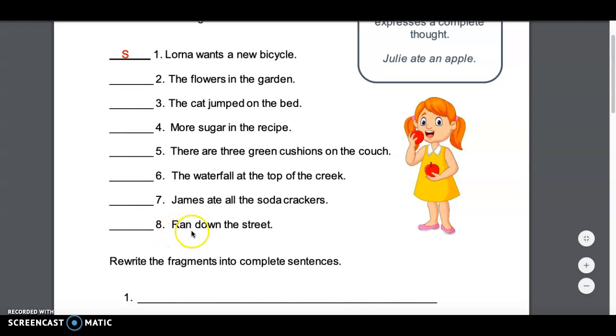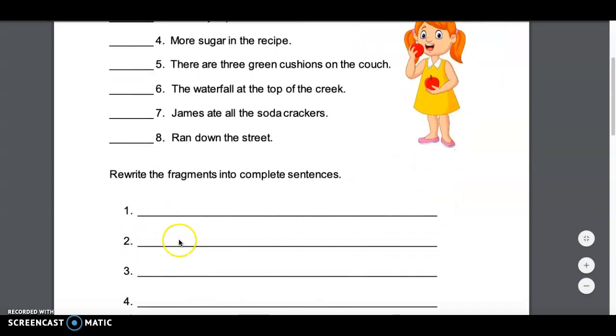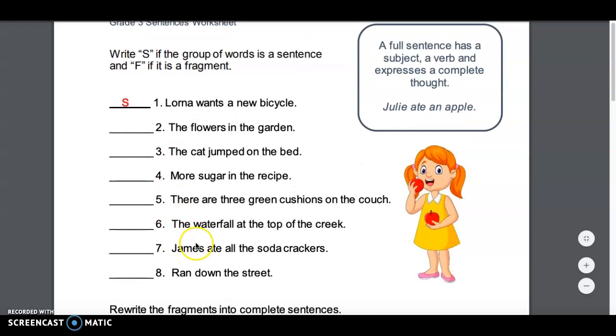Number 8, ran down the street. This one is a fragment because it doesn't tell me who ran down the street. It has the verb, but it's missing the noun. We're not going to rewrite the fragments below, but I hope you were able to review what is a complete sentence and what is a fragment.